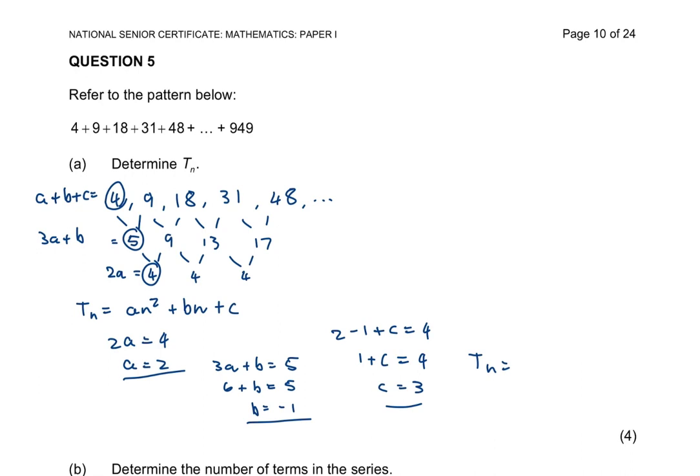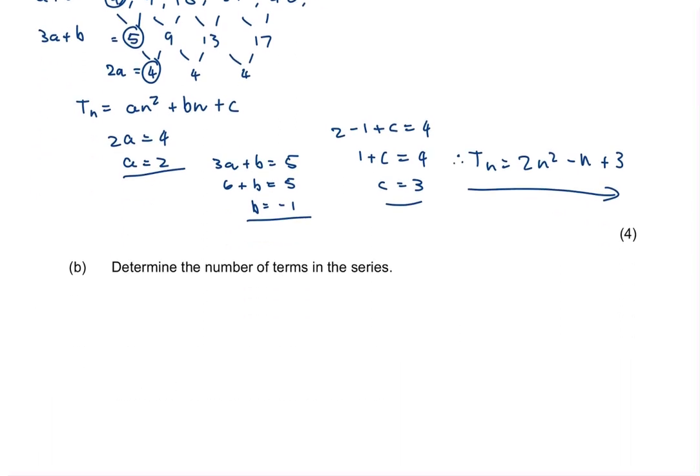Tn is equal to 2n squared minus n, because our coefficient of n is -1, and our c value is going to be plus 3. So there we have solved for the general term. Okay, so the next question requires us to find the number of terms in the series.